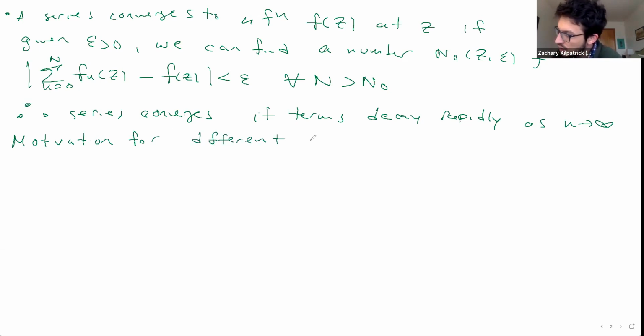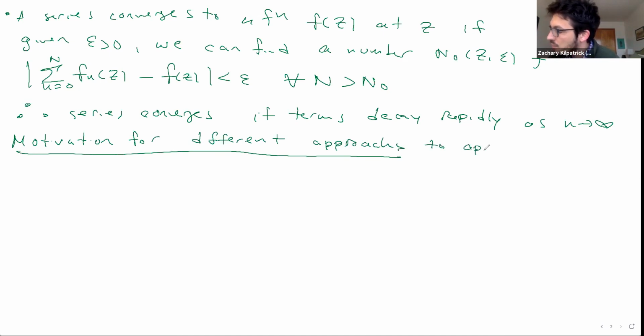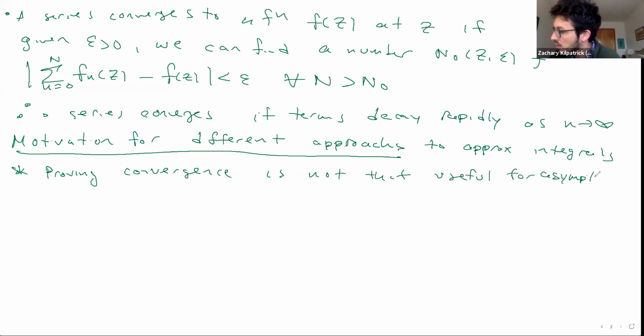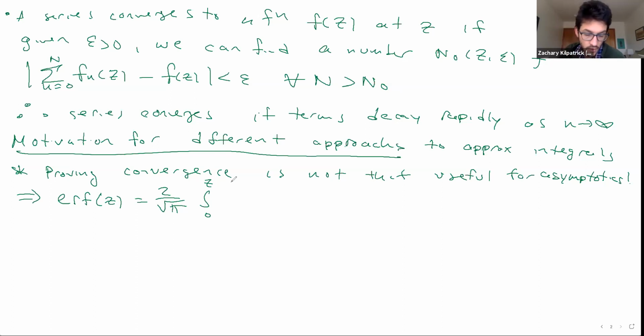So this brings us to motivation for different approaches to approximate integrals, okay? And to take an example, let's consider the error function, okay? So proving convergence in general is not that useful for asymptotics, right? We've already sort of made that point. Let's look at it in the case of an integral, okay? So the error function integral, define that as 2 over root pi, the integral from 0 to z of e to the minus t squared, okay?